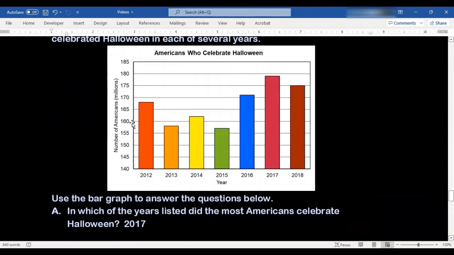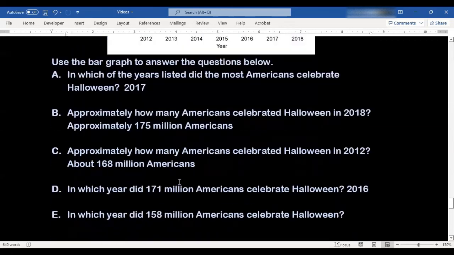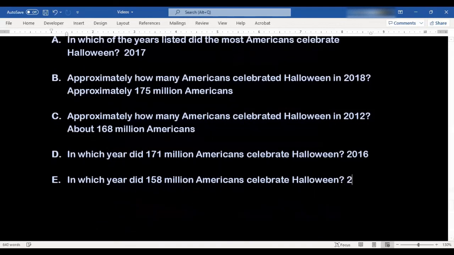Let's see. In between these two bars, the orange bar ends and the green bar ends. If I compare where the top of the green bar is to the two lines, it looks like the green bar is a little bit closer to the bottom, while the orange bar is a little bit closer to the top. I said that 158 is a little bit closer to 160, so we want the one that's a little bit closer to the top. So we're going to want the year 2013.